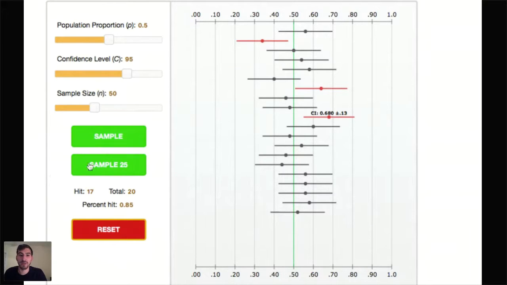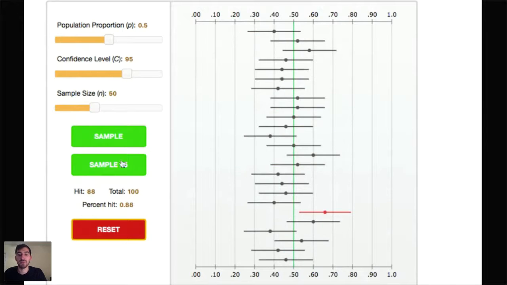And to Jess's point, if I keep sampling, and I'm going to skip ahead, all right, I have just done 100 samples in this situation. I've done 100 trials. My 95% confidence interval procedure actually only created 88 intervals that contained the correct answer out of 100, which is fewer than I expect. I did this simulation earlier today with one of my classes, and we weren't this low ever, actually, with 95%.